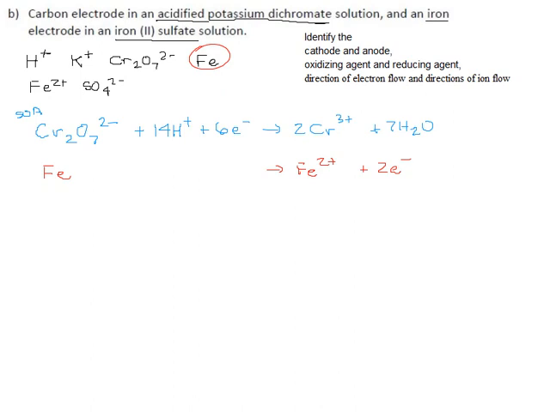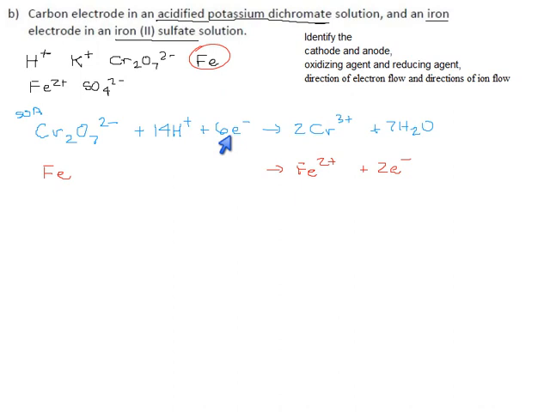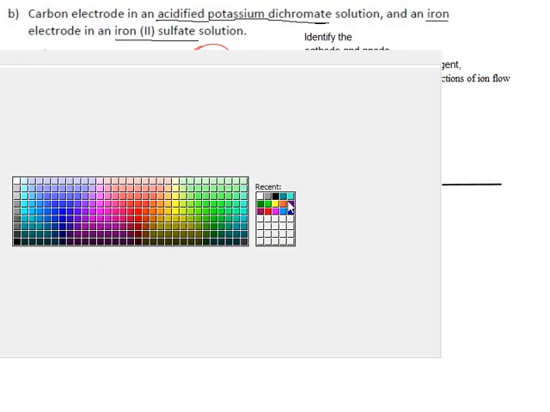I want to combine these, which I cannot do right now because their numbers of electrons do not match. This one's talking about 6 electrons and this one only 2. So we can fix that by tripling the entire iron reaction. We'll say 3 times as much of this, 3 times as much of this, and 3 times as many electrons gets us to 6. Now that those match, we can add them together. The electrons are spectators, so we can stop caring about them.